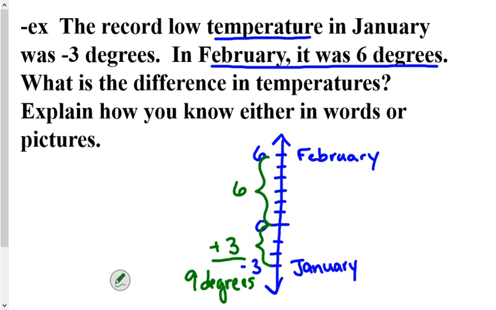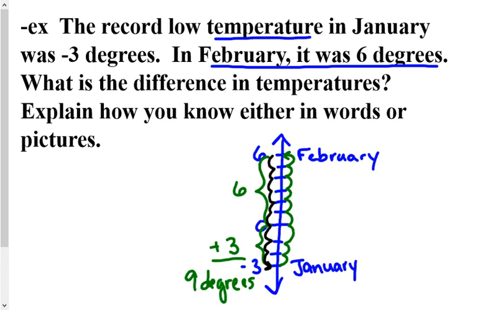And I could count that up if I wanted. 1, 2, 3, 4, 5, 6, 7, 8, 9. And even if I counted that down, I would still get the same answer. From 6 to negative 3 would be 1, 2, 3, 4, 5, 6, 7, 8, 9. Either way I count it, it's 9 degrees. So we don't call it a positive 9 or a negative 9. That's just the distance between.